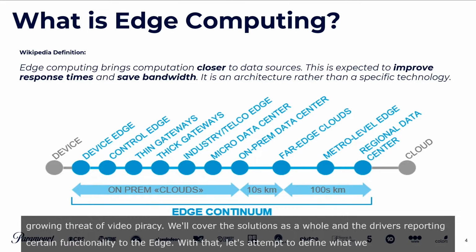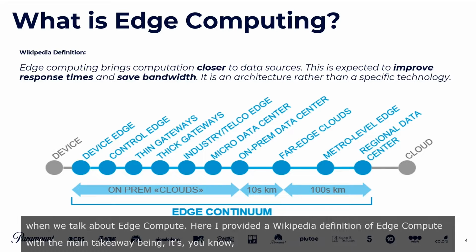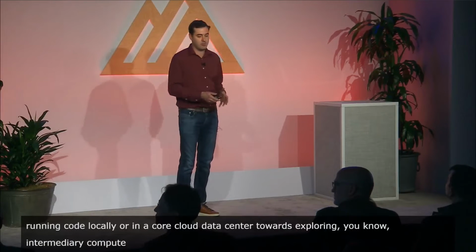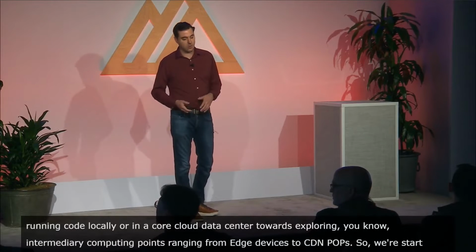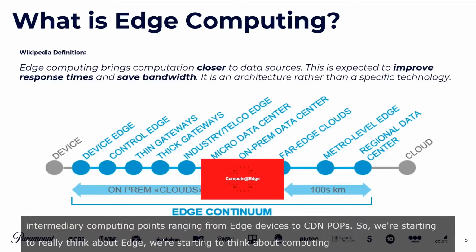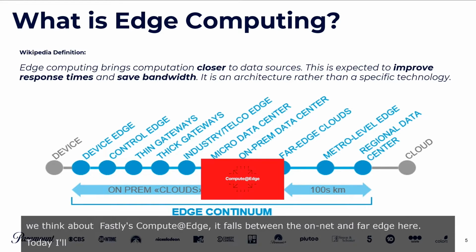With that, let's attempt to define what we actually mean when we talk about edge compute. Here I provided a Wikipedia definition of edge compute, with the main takeaway being it's an architectural paradigm shift away from running code locally or in a core cloud data center towards exploring intermediary computing points ranging from edge devices to CDN POPs. So we're starting to think about computing as a continuum. And when we think of Fastly's Compute@Edge offering, it falls somewhere between the on-net and far edge compute points that you see here.